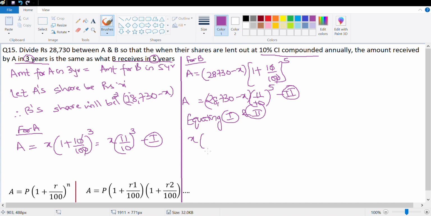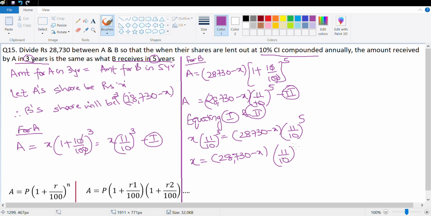x multiplied with 11 upon 10 cube is equal to 28,730 minus x times 11 upon 10 to the power 5. Both these sides have 11 upon 10 cube common. So let's divide both these sides by 11 upon 10 cube. What I get is x is equal to 28,730 minus x times 11 upon 10 to the power 2. The 3 and this 3 get cancelled. What I am left with is only power 2.